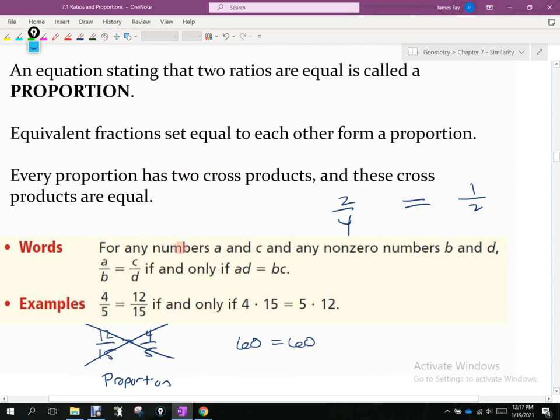Okay? Here in words, we're seeing that for any numbers, this is basically talking about that cross products are equal. It says for any numbers A and C, okay, and any non-zero numbers B and D. Why do they have to be non-zero numbers? Okay, you cannot divide by 0. If I cross multiply these, what we're saying then is that A times D will always be the same thing as B times C. Okay?